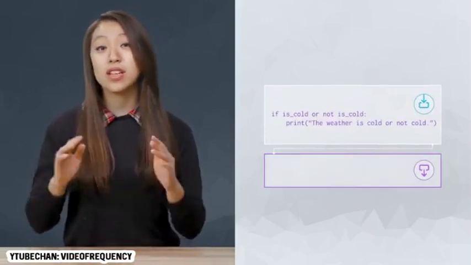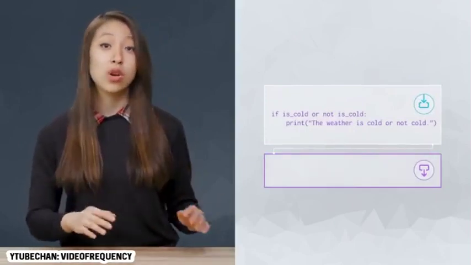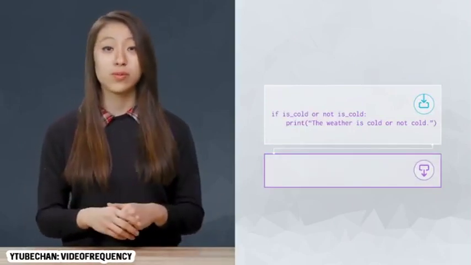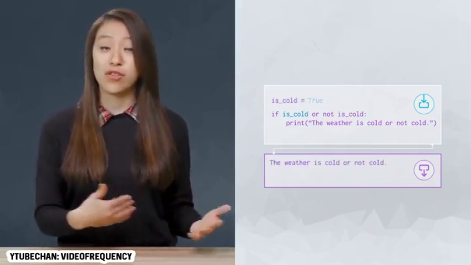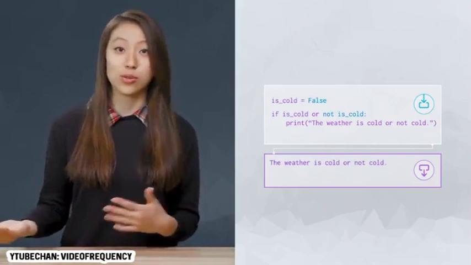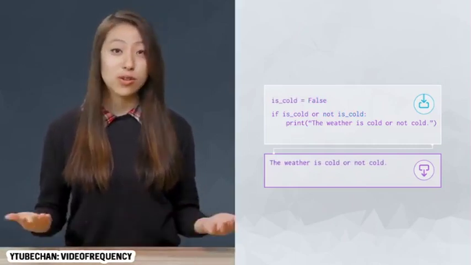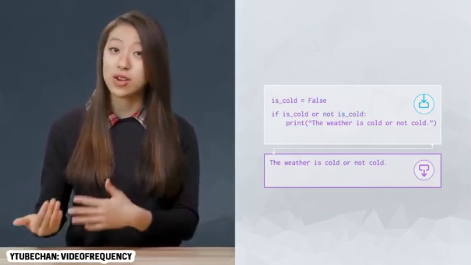In this example, is_cold or not is_cold will always evaluate to true. If it is cold, then is_cold will be true. If it is not cold, then not is_cold will be true. This has no use as a condition because the indented code will always get run.